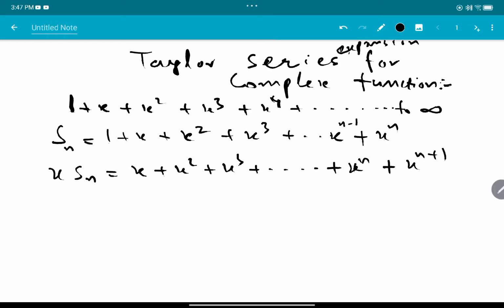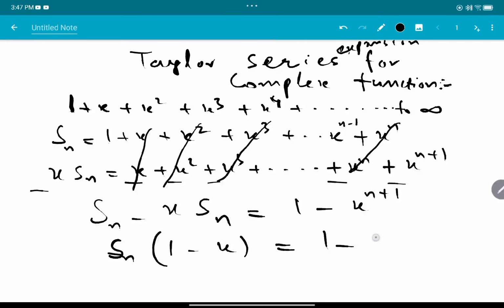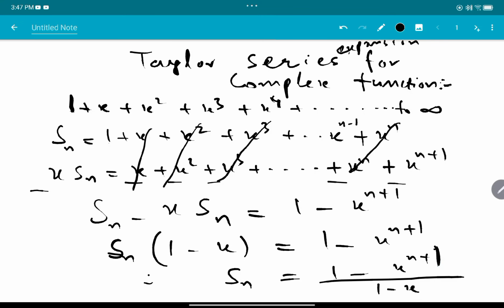So now if I subtract this from the first, I get Sn minus xSn is equal to, this cancels with this, cancels with this, and so on. You are left with 1 minus x raised to n plus 1. Therefore, if I take Sn common, I get Sn times 1 minus x is equal to 1 minus x raised to n plus 1. Therefore, Sn is equal to 1 minus x raised to n plus 1 divided by 1 minus x. Good. So the sum of the first n terms of this series is 1 minus x raised to n plus 1 divided by 1 minus x.